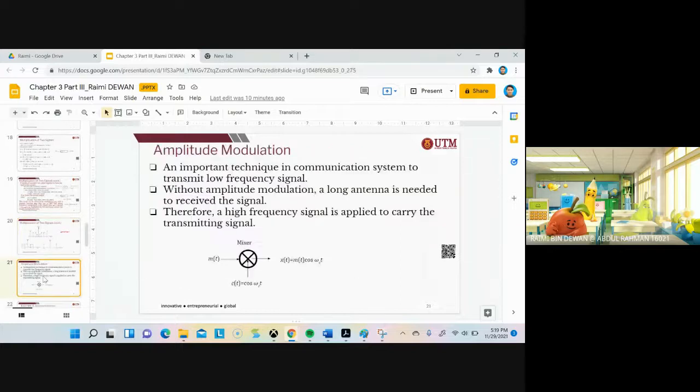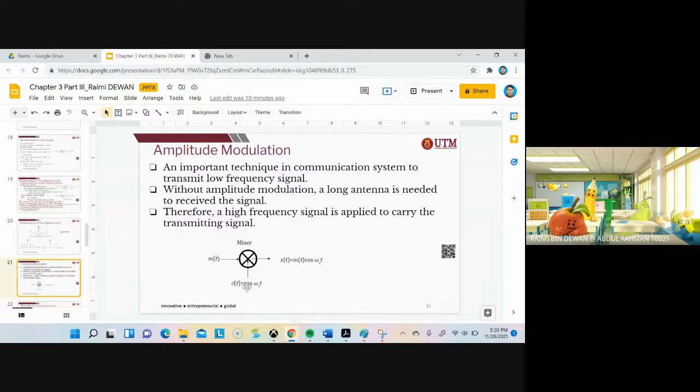And then amplitude modulation, an important technique. This one I already explained. Carrier signal. This one is a message, we can call it message signal, information signal, or audio signal, whatever, as long as it's a signal that contains information. That's why the word information signal.